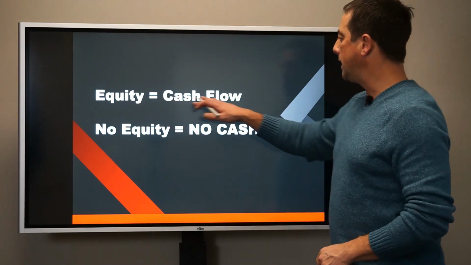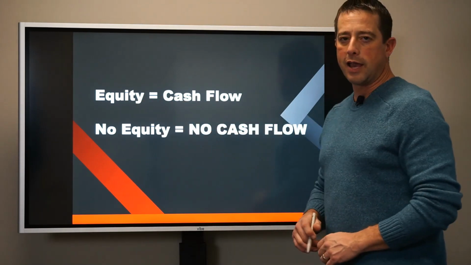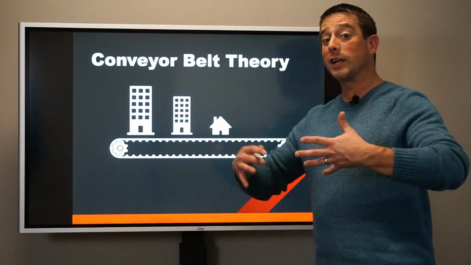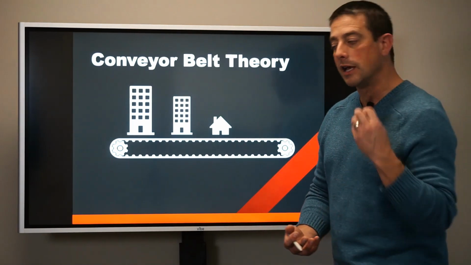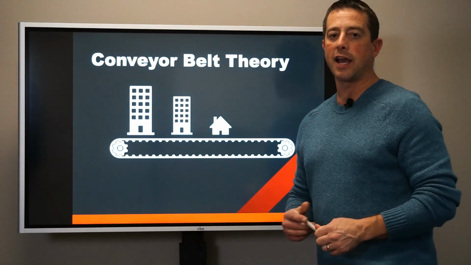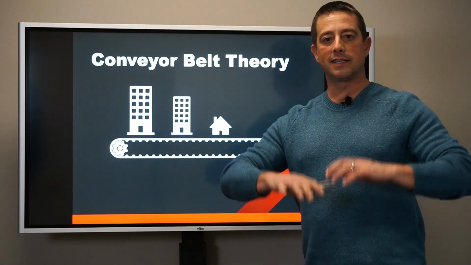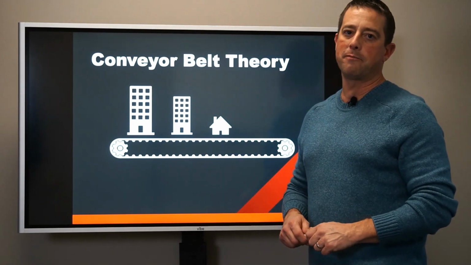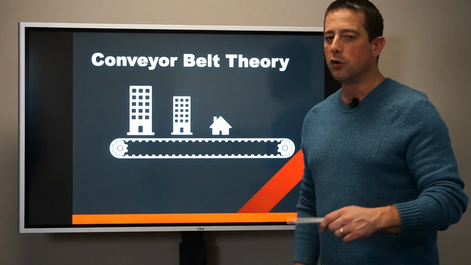So again, equity equals cash flow, no equity, no cash flow. So equity is where the business starts. Now, how do we go out and create the $1.5 million that is going to go to work for us to produce that 8% cash on cash? That is the point of this entire video course, to show you how to create that $1.5 million so that it goes to work and you don't have to go to work.